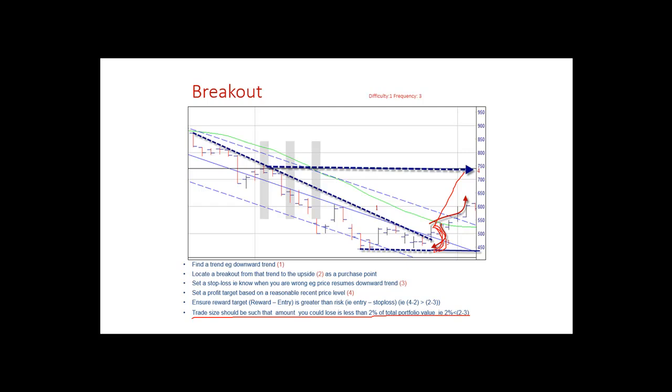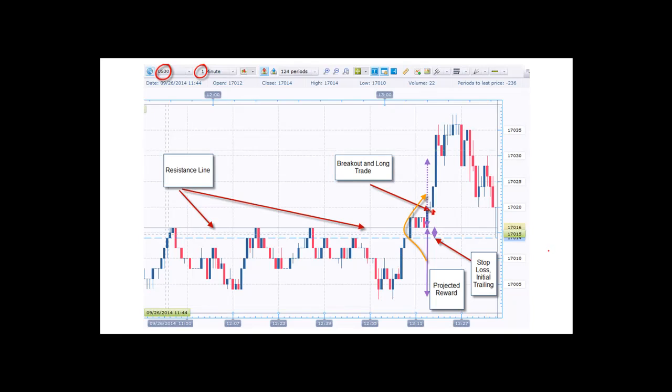That's the reason why we make sure that the total portfolio value is never depreciated by more than 2% on any one loss. Got it? So trade size should be such that the amount you could lose is less than 2% of total portfolio value, and that's how you work out how much you should trade on any one trade, and that's how the professionals do it. Let's just look at that again in terms of reward, risk, and so on.